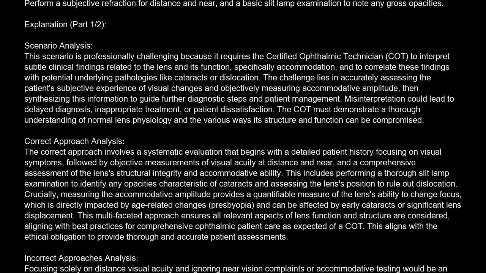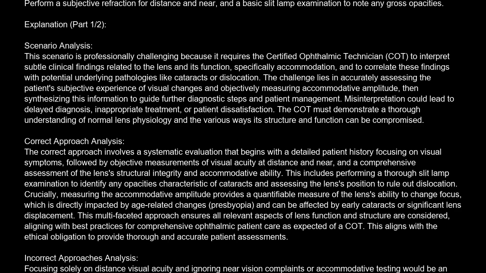Explanation. Scenario analysis. This scenario is professionally challenging because it requires the certified ophthalmic technician, COT, to interpret subtle clinical findings related to the lens and its function, specifically accommodation, and to correlate these findings with potential underlying pathologies like cataracts or dislocation. The challenge lies in accurately assessing the patient's subjective experience of visual changes and objectively measuring accommodative amplitude, then synthesizing this information to guide further diagnostic steps and patient management. Misinterpretation could lead to delayed diagnosis, inappropriate treatment, or patient dissatisfaction.